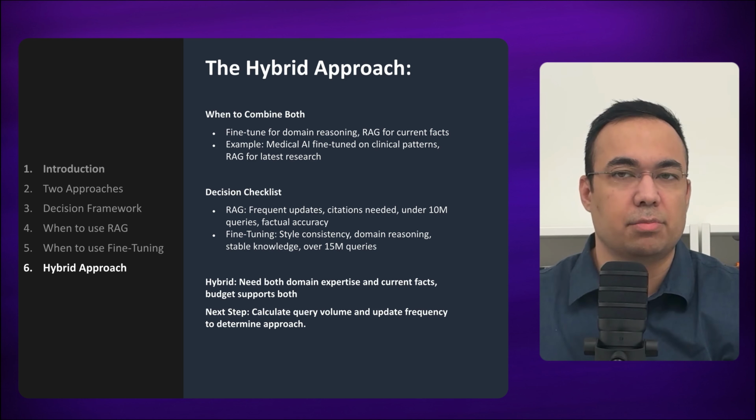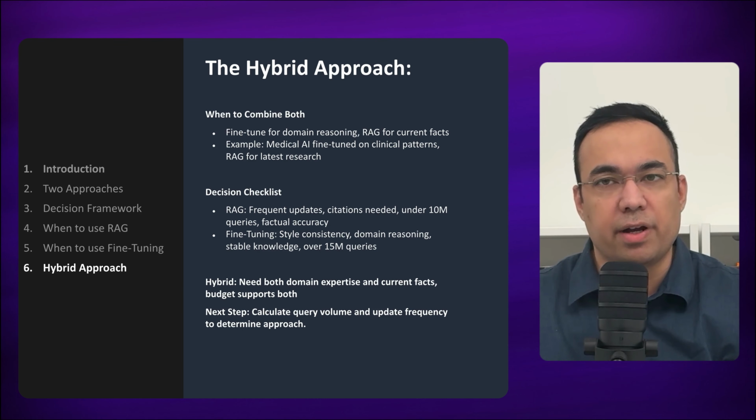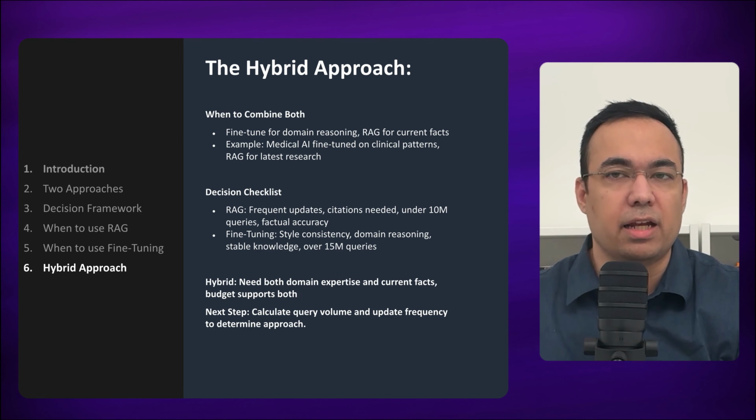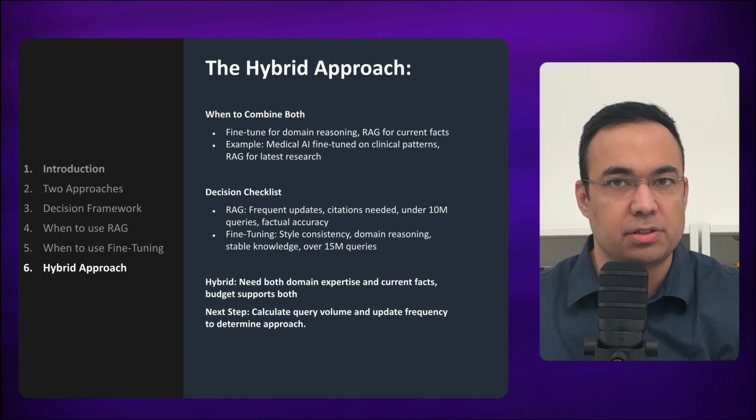Here's a concrete example. Imagine a medical AI system. You fine-tune the model on clinical reasoning patterns so it knows how to think through diagnosis, but then you use RAG to retrieve the latest medical research, recent drug interactions, and updated treatment guidelines. The fine-tuning gives you consistent clinical thinking, whereas the RAG approach gives you access to the information that's too recent to be in your training data or that changes too frequently to justify constant retraining.